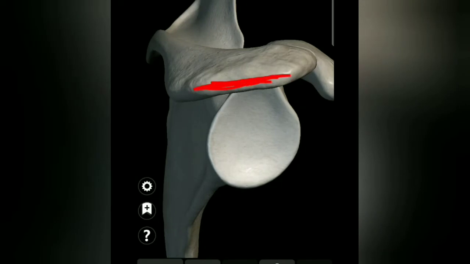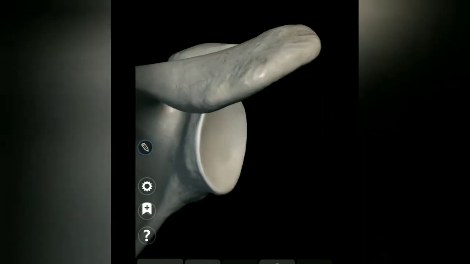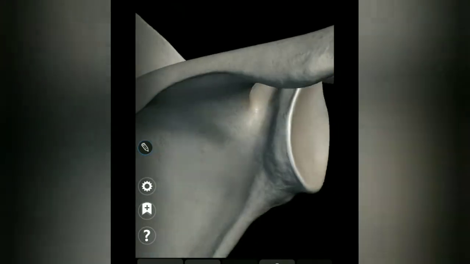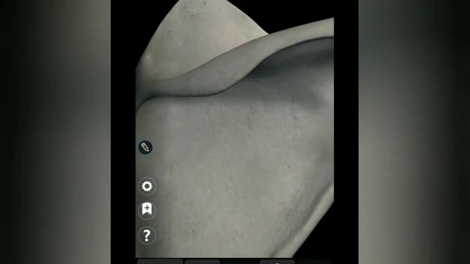So the acromion process is continuous with the spinous process. You can easily visualize this. See this? This one is the acromion process, which is continuous with the spinous process of the scapula.